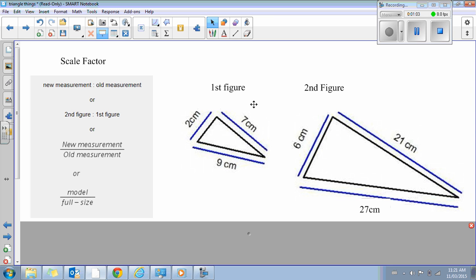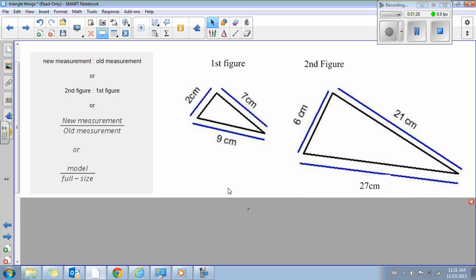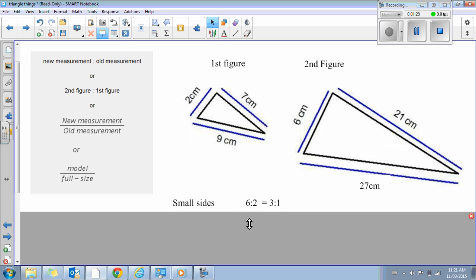So when you create a scale factor, you have to watch that you're comparing the same sides. So we have a short side on the first triangle and a shortest side on the second triangle. We have a medium side on the first triangle and a medium side on the second triangle. And finally, we have the longest side on both triangles. So when we compare them, for the small sides, we get a 6 because it's the second figure compared to the first figure. So a 6:2, which is a 3:1 ratio.